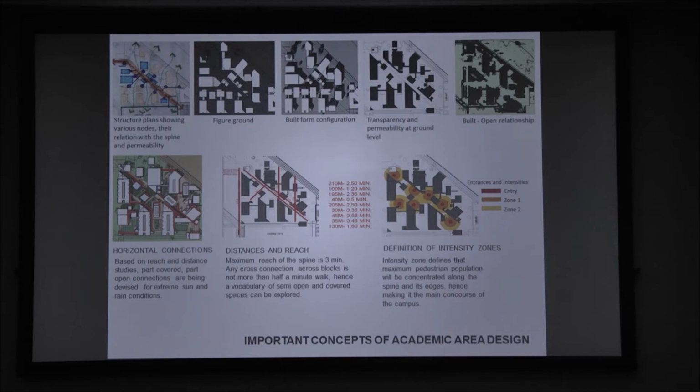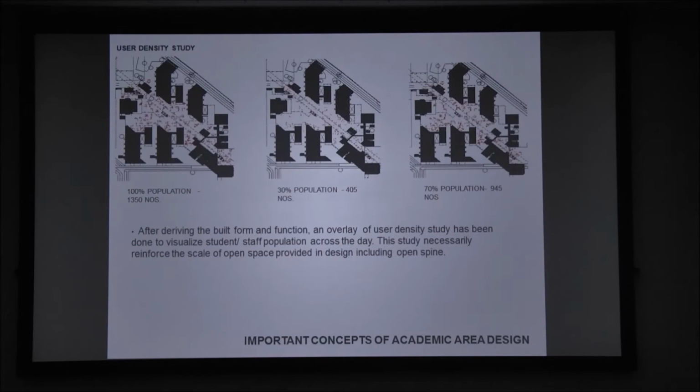Then we worked upon the intensities of concentration zones of the students and their dispersal over the period of time, with different time frames. One of the very important studies we worked out, since this is quite a huge campus, is the user density study. It defines what optimum open space or courtyard scale is required for this kind of institute, not only from the usability perspective, but also from the Gandhi perspective.